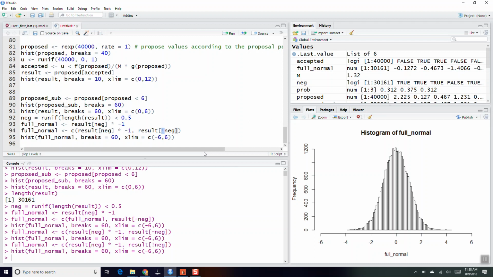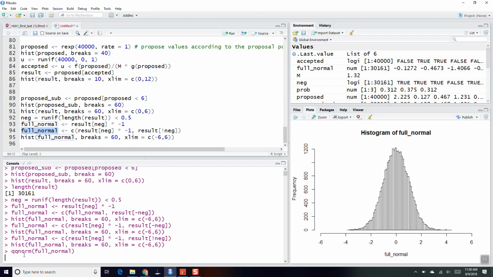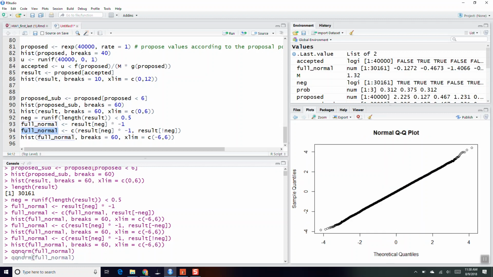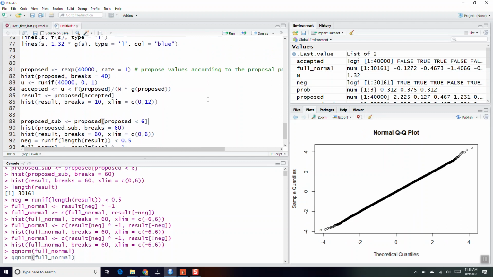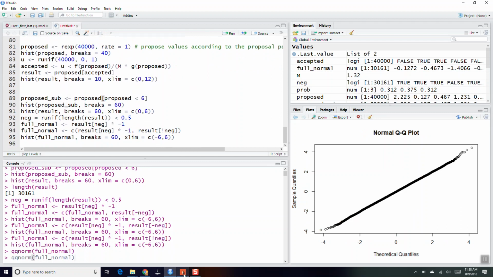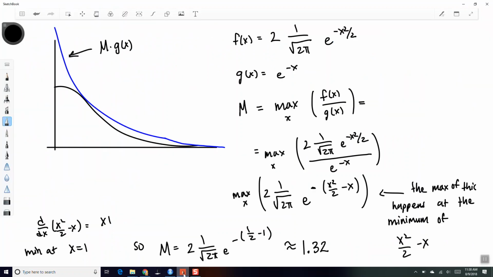And so that looks a lot like a normal distribution. And then you can do QQ norm, see if that looks reasonable. And it looks pretty good. So I would say this has worked.